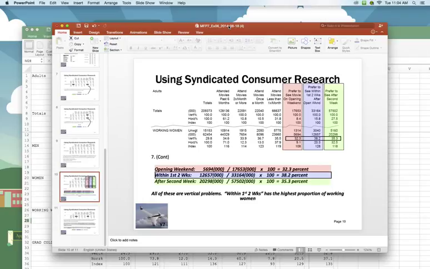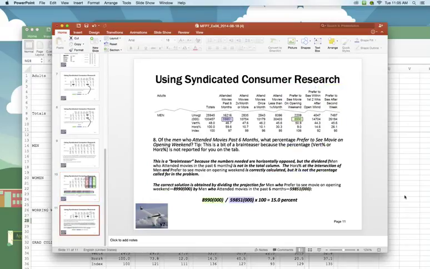So make sure you're looking at those right columns. If you're looking at the thousands here, projected thousands, you're going to get what you want out of this. Again, they're all vertical problems. So the solution is within the first 2 weeks has the highest percentage. That's the one we're looking for. Okay, I know I'm running a little over on time, but let's look at the last question.